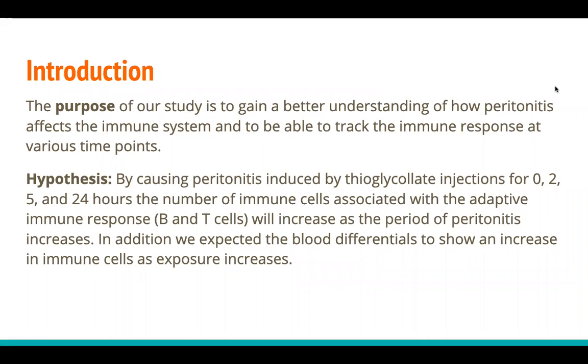So the purpose of this experiment was to determine how peritonitis affects different time points during the immune response. We hypothesized that for 0, 2, 5, and 24 hours, the amount of adaptive immune cells will increase respectively depending on the time period of peritonitis. We also expect to see the same pattern in the blood differentials.